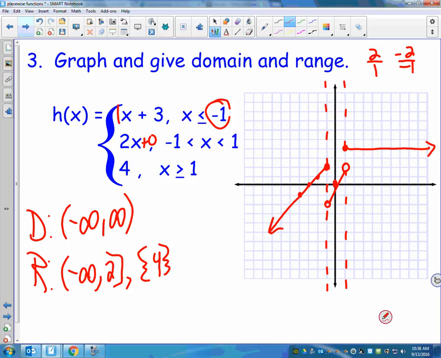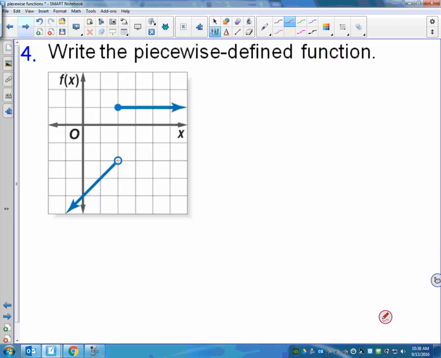Okay, so I got one more that's not on here because I didn't want to waste paper. But what if I went backwards, and what if I gave you a graph and I asked you to write the function down? I'll put it on classroom here.